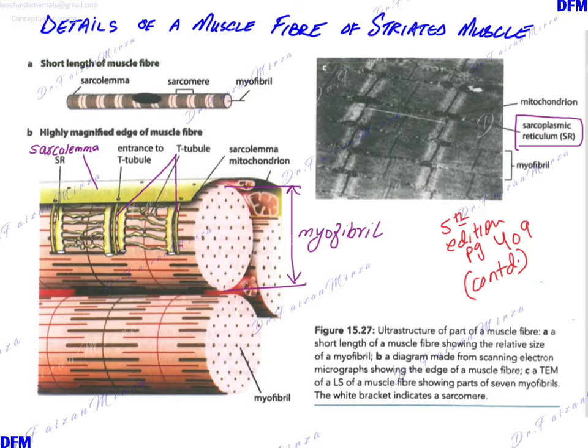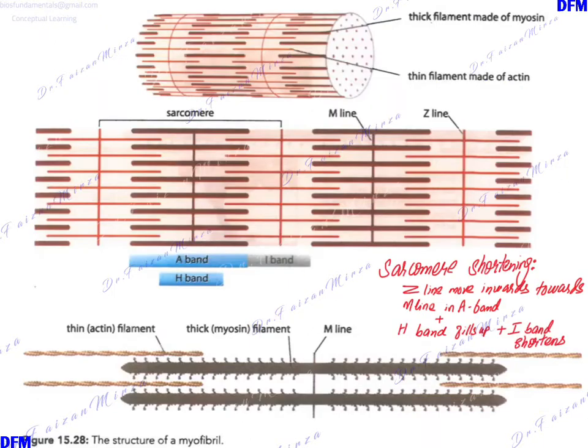Now, apart from this, I have mentioned the T-tubules, the entrance to the T-tubule, the sarcolemma, the mitochondria, the myofibrils as well. So these are covered. In this diagram, you can see again the stripes very well. You can see the nucleus as well. The sarcoplasmic reticulum can be seen. Myofibrils can be seen.